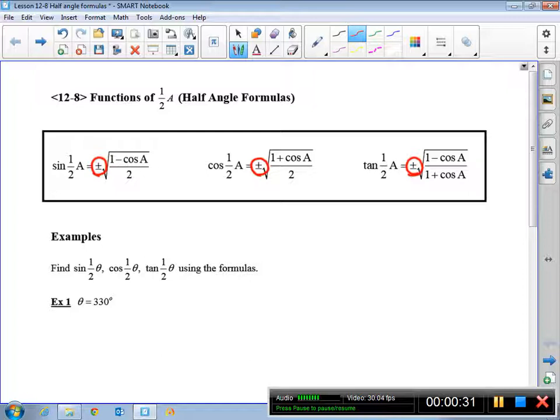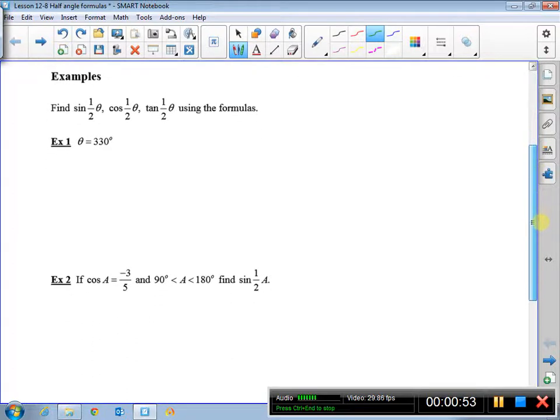So when we're done with calculating the value under the radical, we need to go and figure out, is our answer positive or negative? And that's going to be a matter of what quadrant we are falling in with the half angle. So let's grab example number 1 here. And it says that theta is 330.